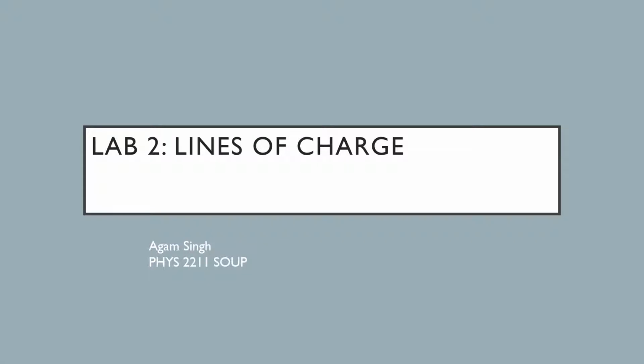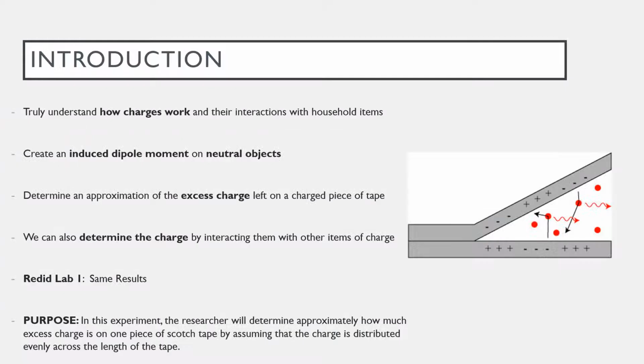Hi, my name is Agam Singh and this is Lab 2, Lines of Charge. In this lab, we try to truly understand how charges work and how they interact with household items. We use tape to demonstrate how neutral objects can become charged and how we can figure out their charge and the number of electrons they've acquired or lost.